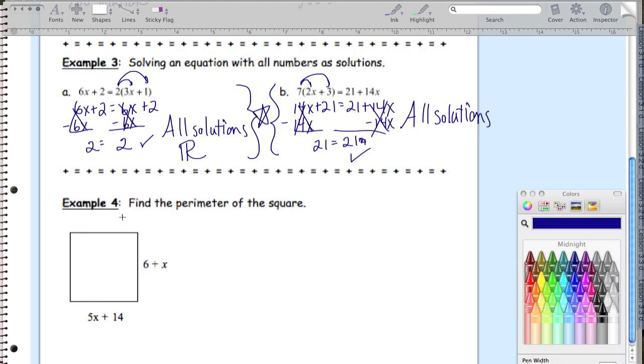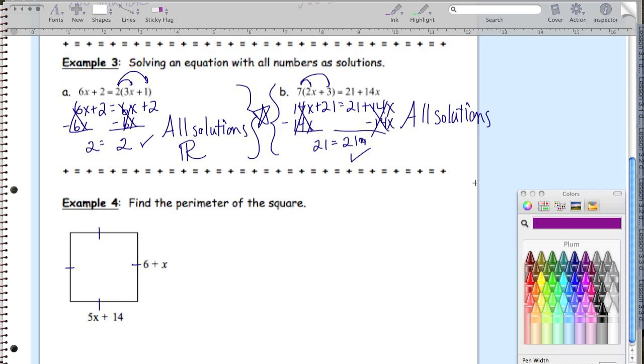Now, if we look at this square, we know a square has all sides that are the same. This side equals this side equals this side equals this side. But then why do they use two different expressions? Well, that's because these two are equal, even though they don't have to be the same thing.